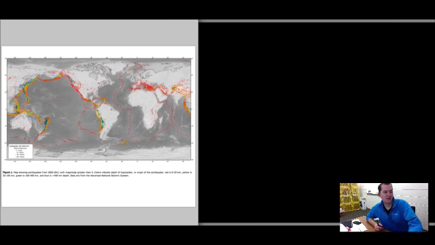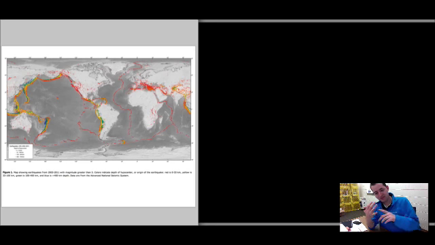Alright, so I'm going to do a quick overview of the main boundary types that we have. We're talking about plate tectonics. What you can see here is data similar to the data in your maps that we've been using in class a lot.